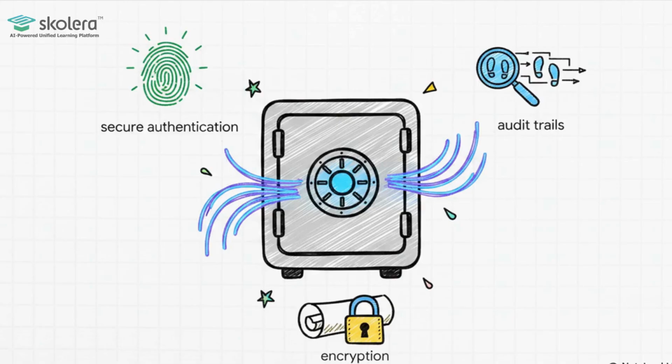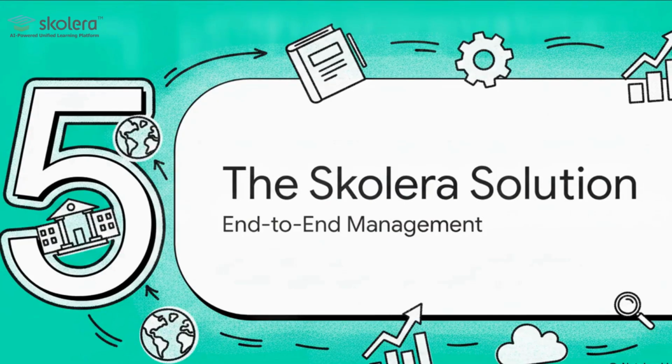An audit trail tracks every single activity within the system. This is absolutely crucial for preventing unauthorized access to sensitive financial data or student records. By staying updated with security patches and regular backups, schools completely minimize the risk of data loss, which offers unparalleled peace of mind. Let's move to Section 5 and see how this builds into the Skolera solution.